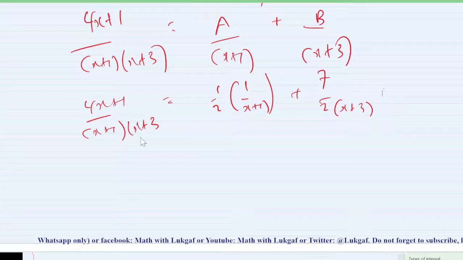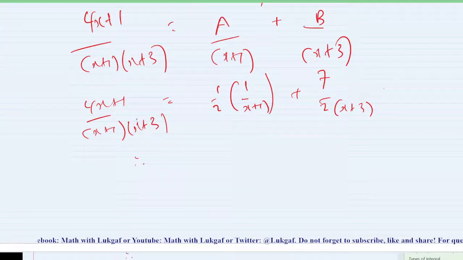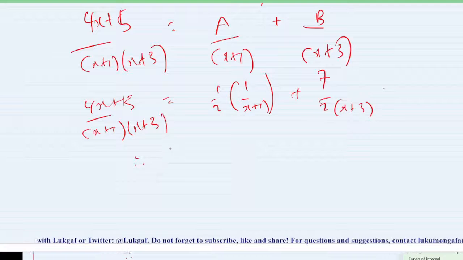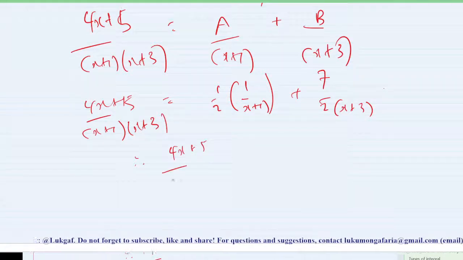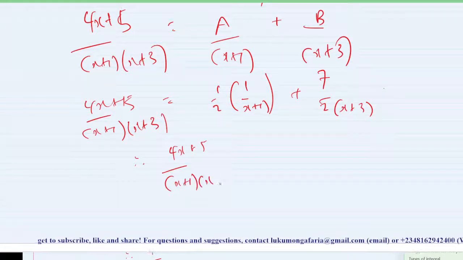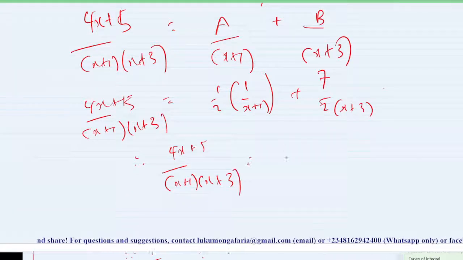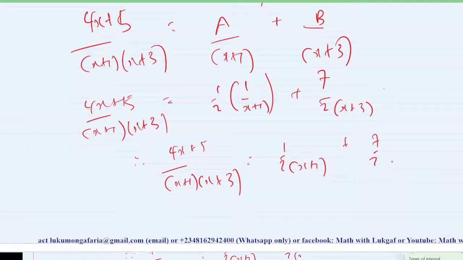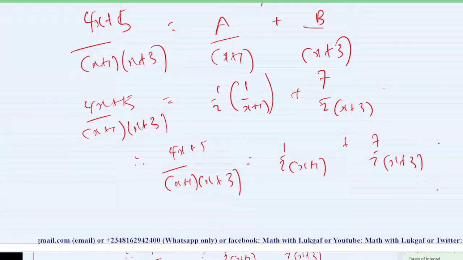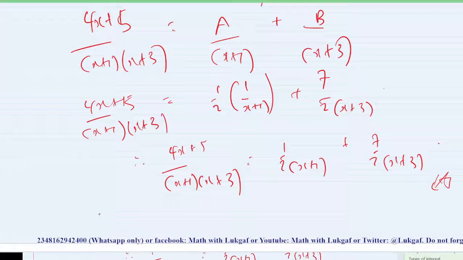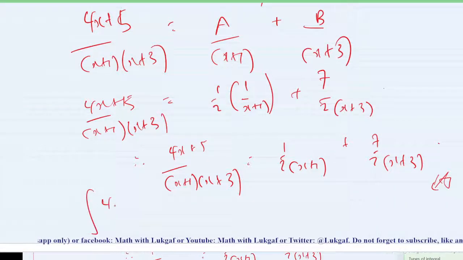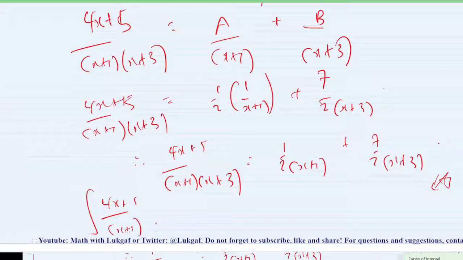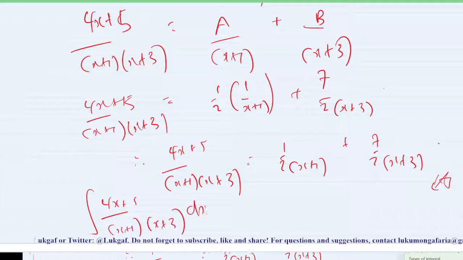So then you can conclude adequately that 4x plus 5 divided by x plus 1, x plus 3 is going to be 1 over 2, x plus 1 plus 7 over 2, x plus 3. So we've resolved it partially. But the question initially asked us to find the integral, not that we should resolve it partially alone.